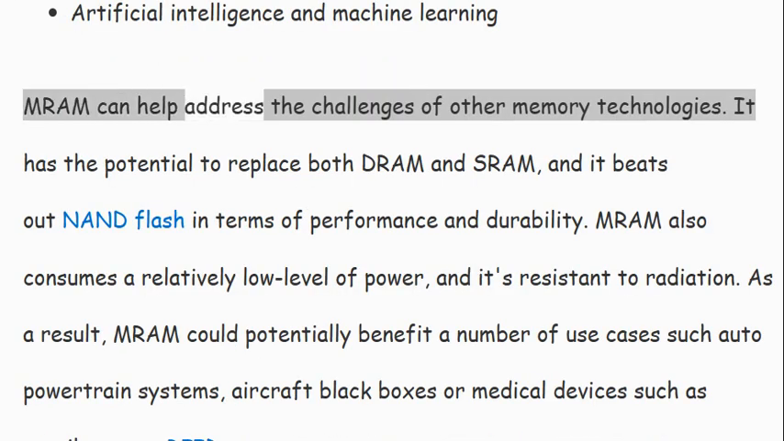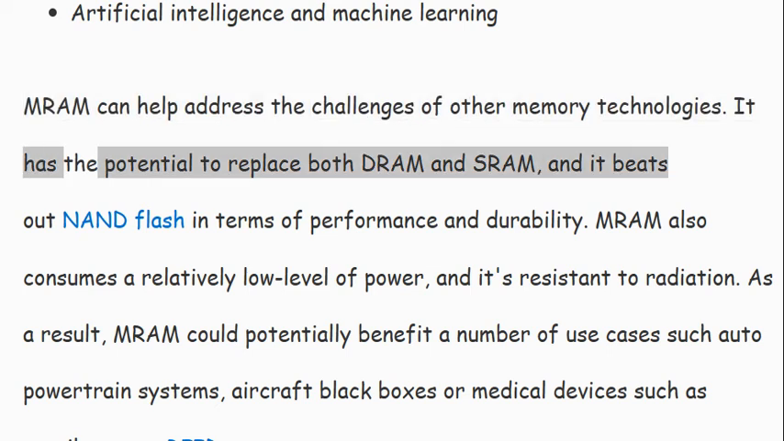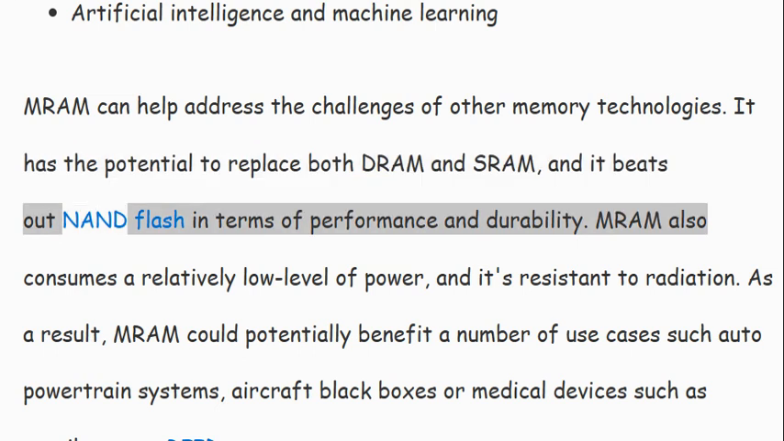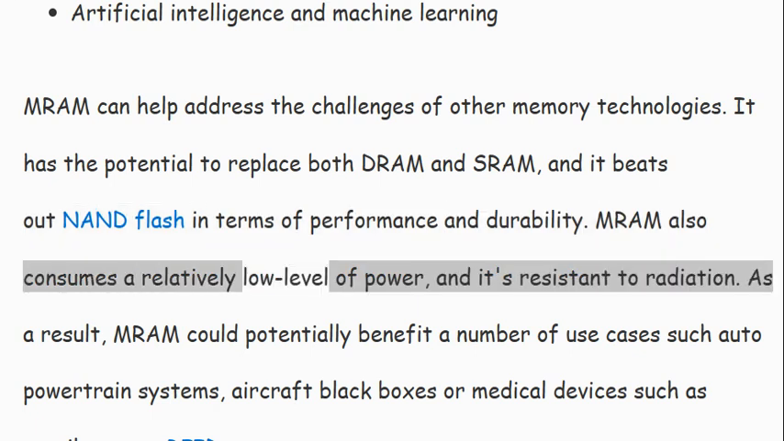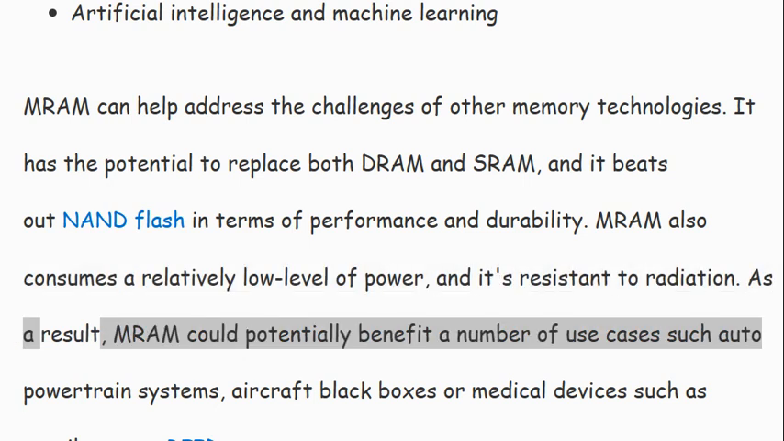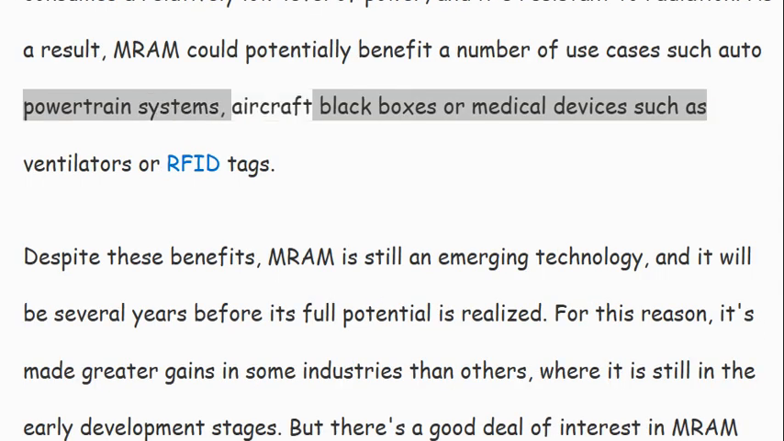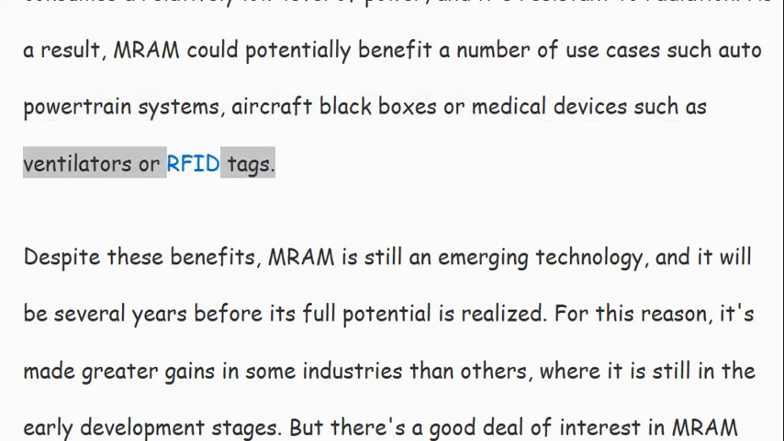MRAM can help address the challenges of other memory technologies. It has the potential to replace both DRAM and SRAM, and it beats out NAND flash in terms of performance and durability. MRAM also consumes a relatively low level of power, and it's resistant to radiation. As a result, MRAM could potentially benefit a number of use cases such as auto powertrain systems, aircraft black boxes, or medical devices such as ventilators or RFID tags.